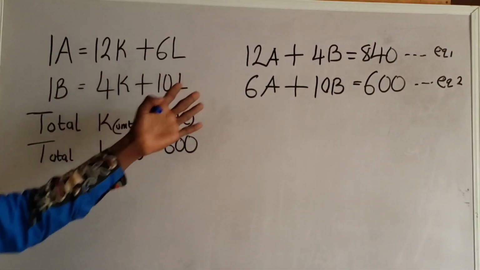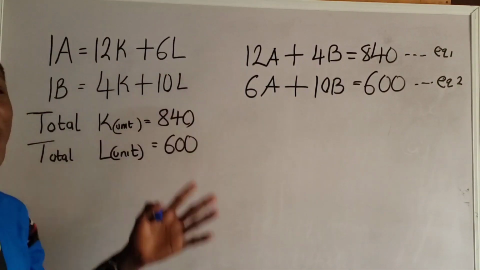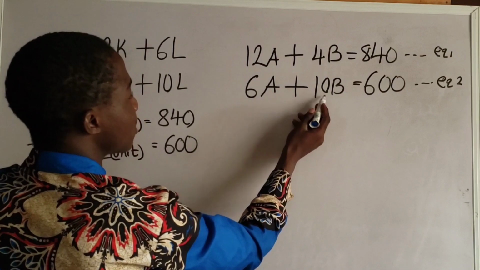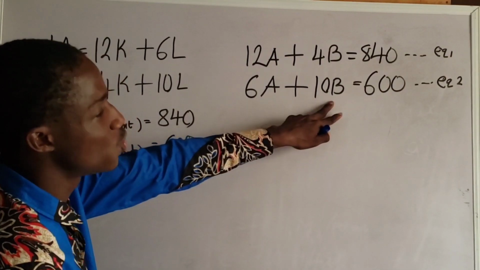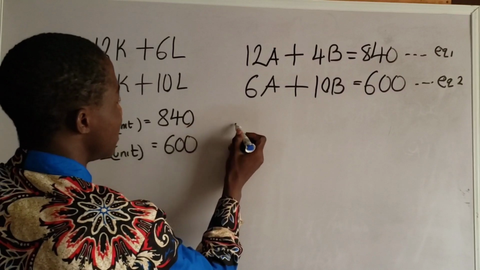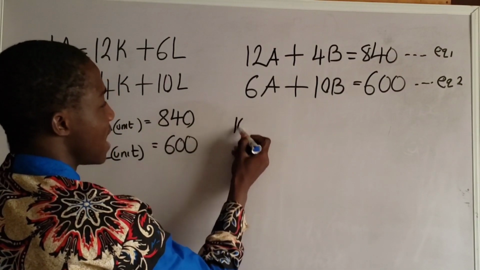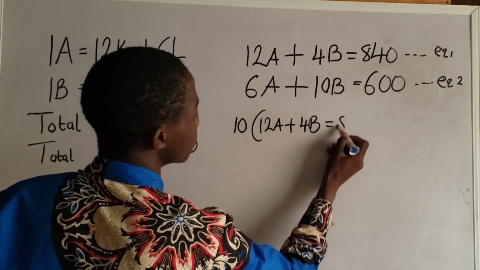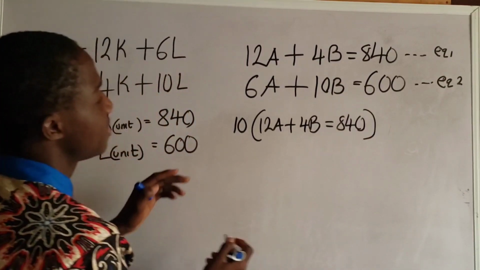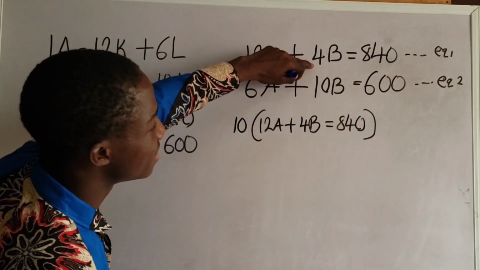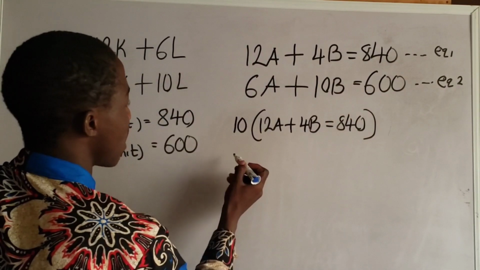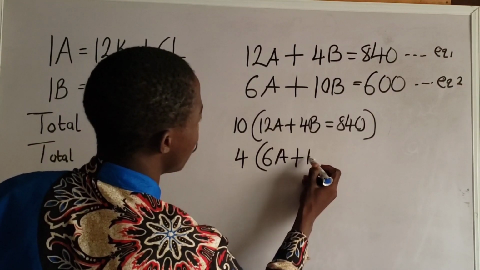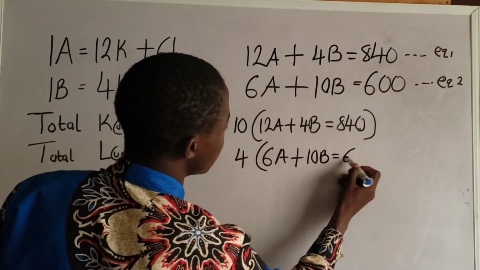Now this is a simultaneous equation. I trust you know how to solve a simultaneous equation. Now let us use the elimination method. In this case, I'm going to eliminate B. I'm going to multiply the coefficient of B in equation 2 with the whole equation 1. The coefficient of B in equation 2 is 10. So I'm going to have 10 into bracket 12A plus 4B equals 840. Then multiply the coefficient of B in equation 1 with the whole equation 2. So we are going to have 4 into brackets 6A plus 10B equals 600.